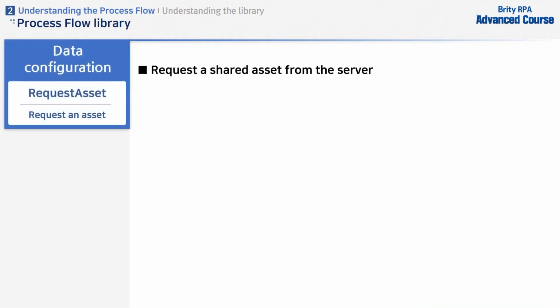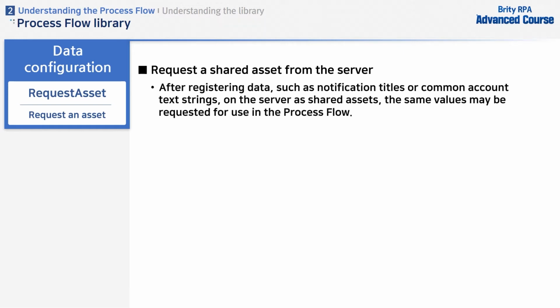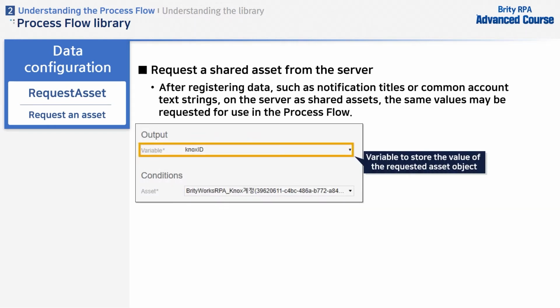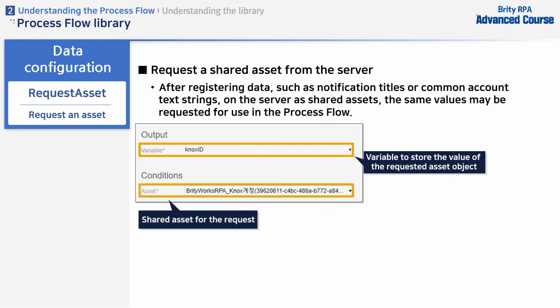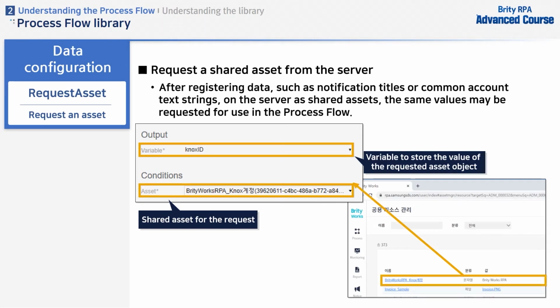Then, the request asset activity may be used to request a shared asset registered on the server. For example, if common data, such as notification titles or common account text strings, are registered on the server as shared assets, the same values may be requested for use in multiple process flows. In the settings, select the variable to store the value of the requested asset object. Then, select the shared asset to request. Only the items registered on the server as shared assets are displayed on the list for selection.